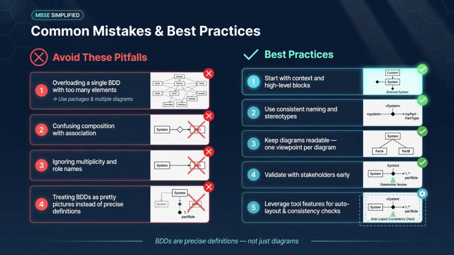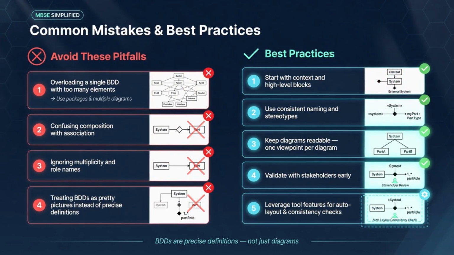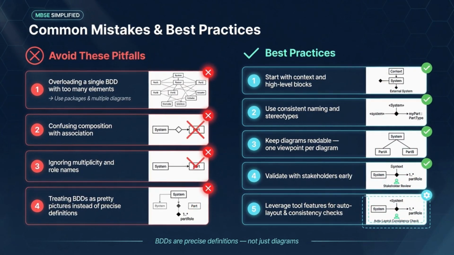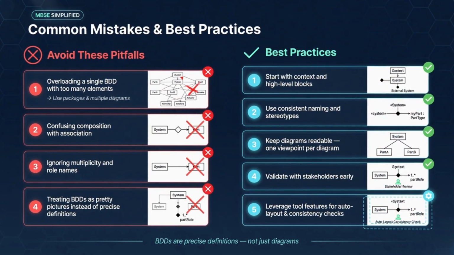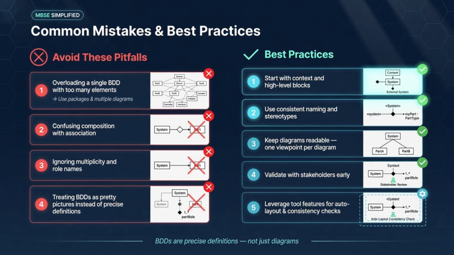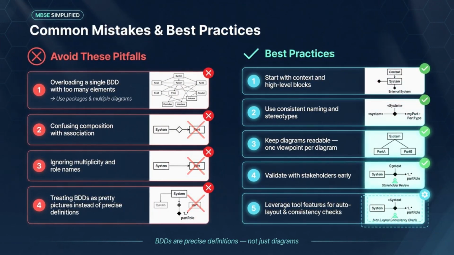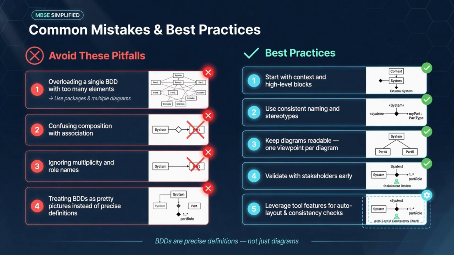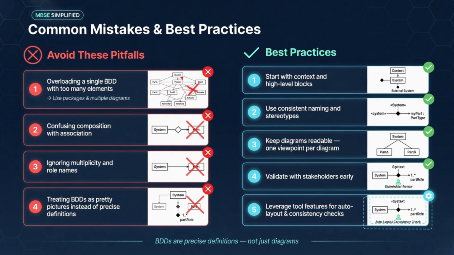Avoid these pitfalls. Overloading a single BDD with too many elements. Use packages and multiple diagrams. Confusing composition with association. Ignoring multiplicity and role names. Treating BDDs as pretty pictures instead of precise definitions.